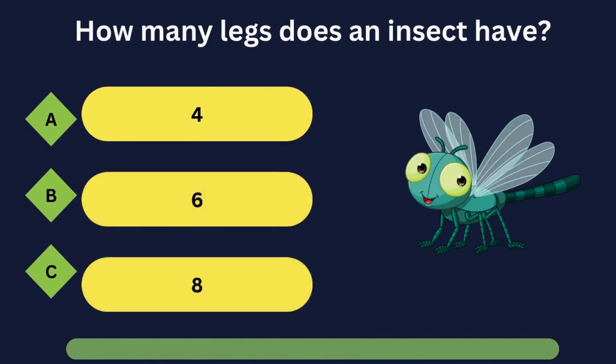How many legs does an insect have? A. 4. B. 6. C. 8.